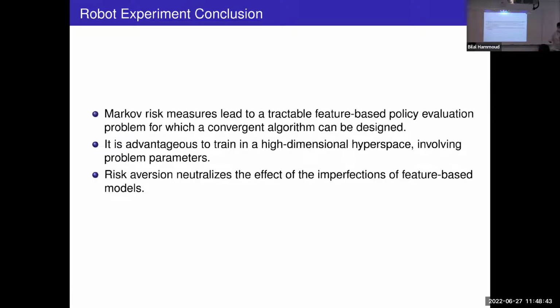So we have our conclusions. The first one is that we have designed a convergent algorithm which uses the feature-based policy evaluation to solve the problem. And it is advantageous to train in the high-dimensional case. And the risk aversion in our cases performs better than the risk neutral ones because it neutralizes the effect of the imperfections of the feature-based models. So that's all for my talk.